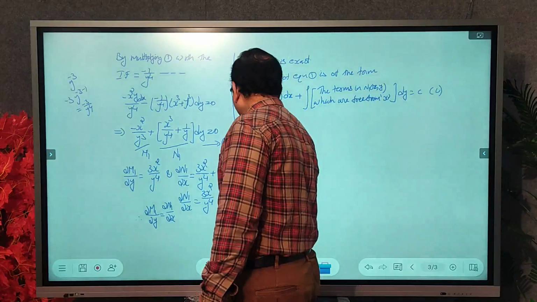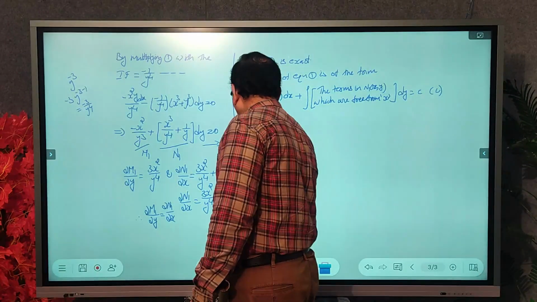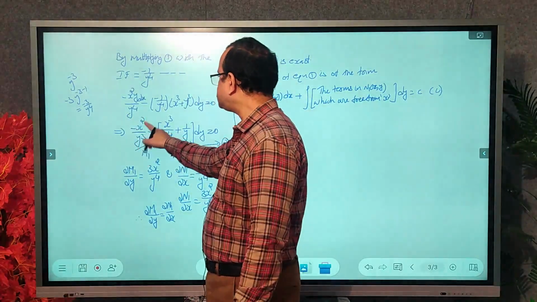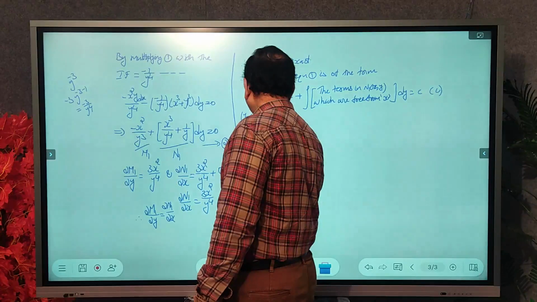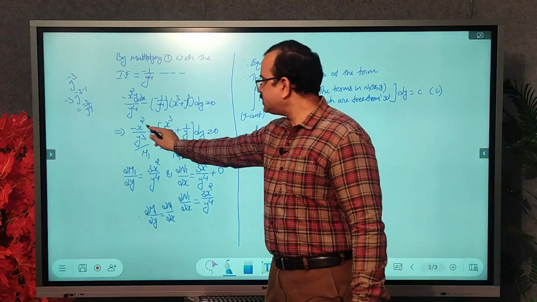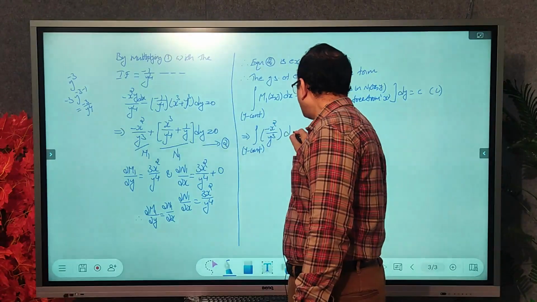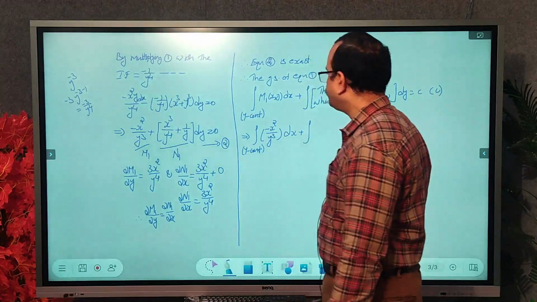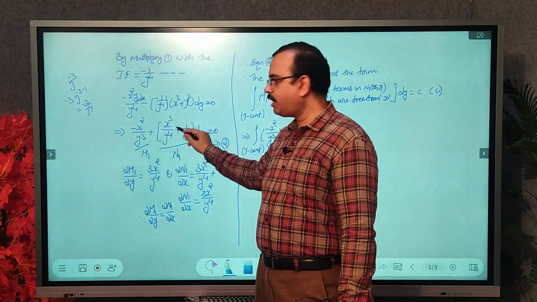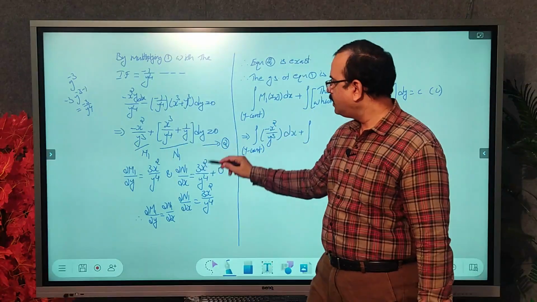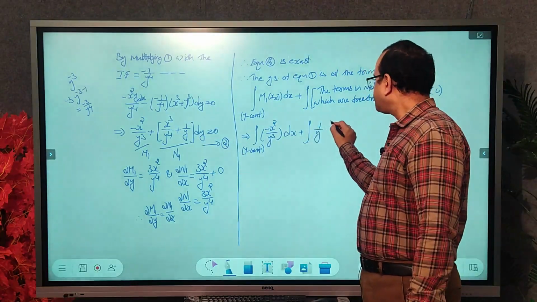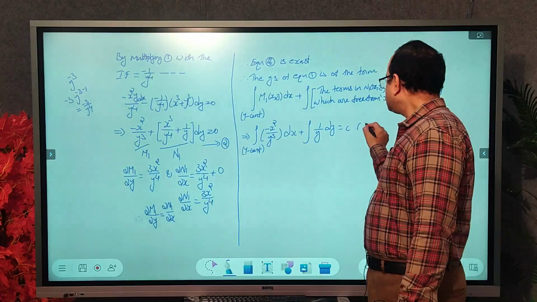So this implies integral, treating y as a constant. What is M1 here? We have M1 as minus x square by y cube, so we write minus x square by y cube into dx, plus integral of, in N1 we have to choose the terms which are free from x. In the first term we have x cube by y power 4, which has an x term, but here only 1 by y is free from x. So we take 1 by y into dy is equal to c.